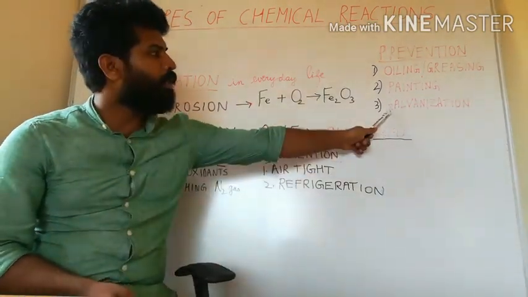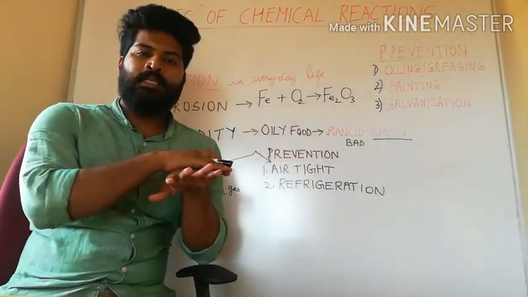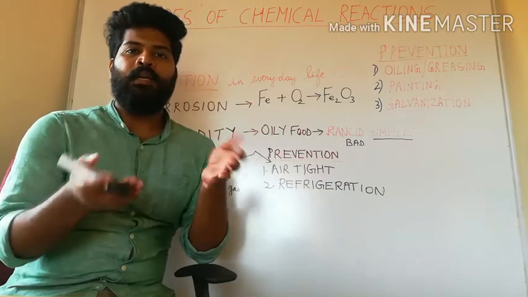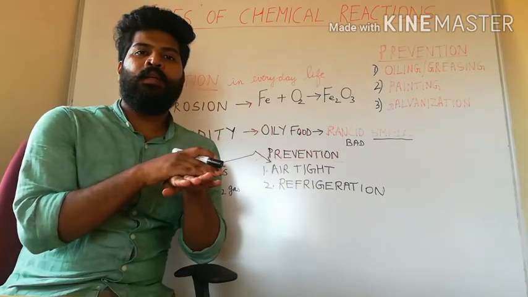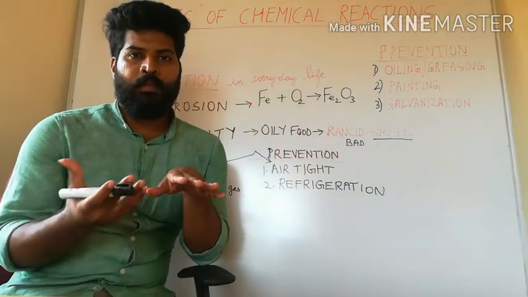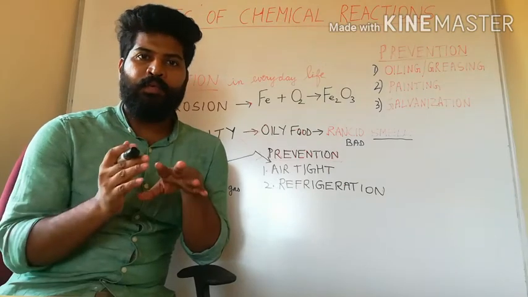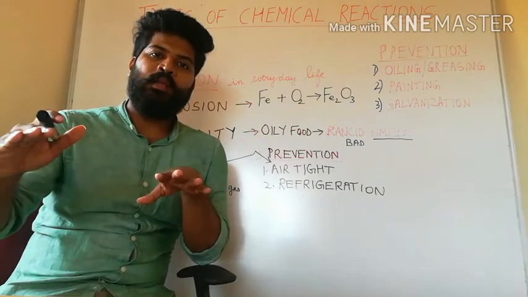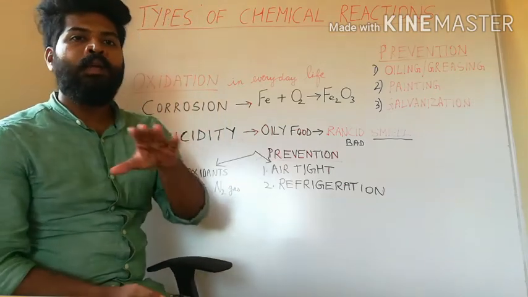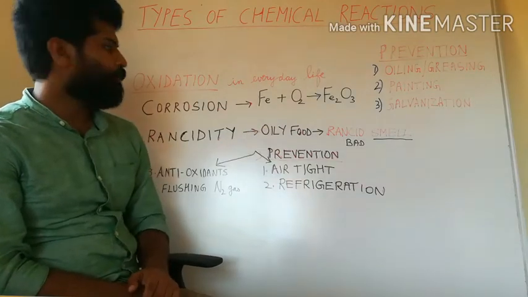Another popular technique is galvanization, wherein a less expensive metal, for example iron, is coated with a more expensive metal like zinc, because zinc is more reactive than iron. Therefore, zinc will form a coating which will protect the inner iron from rusting. That is how we can prevent corrosion.